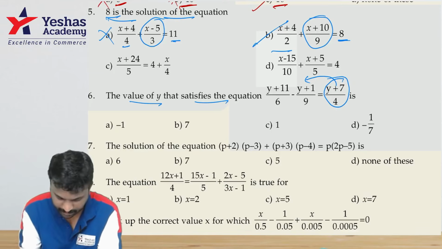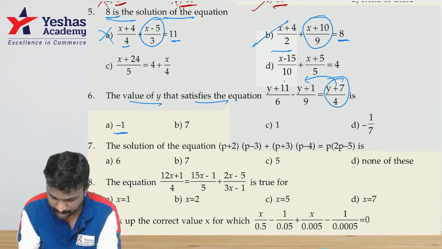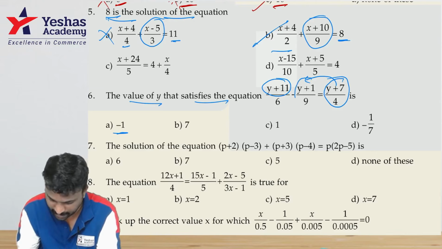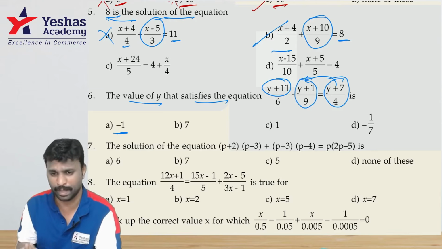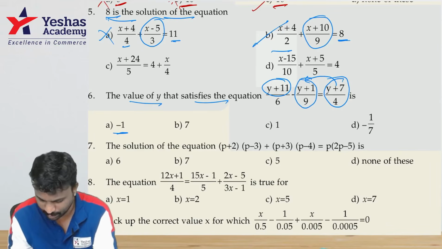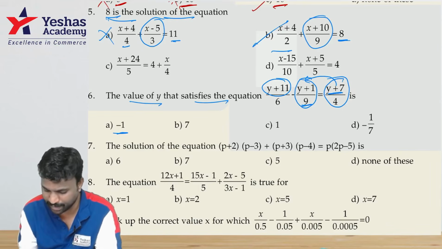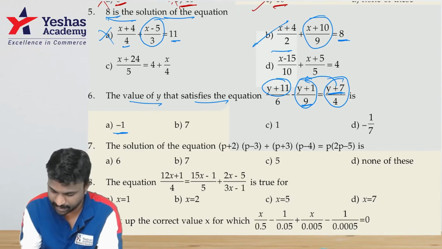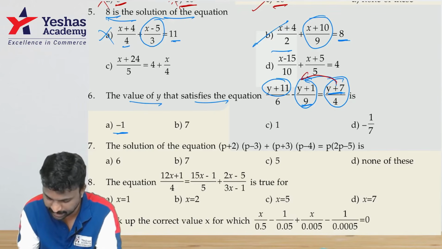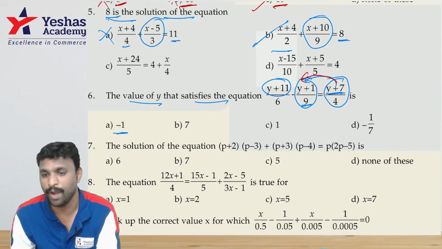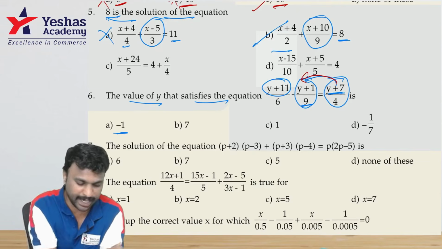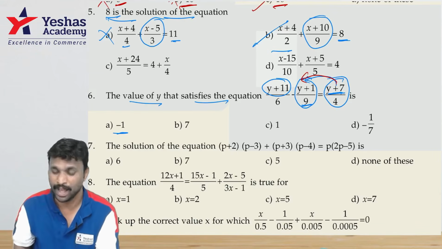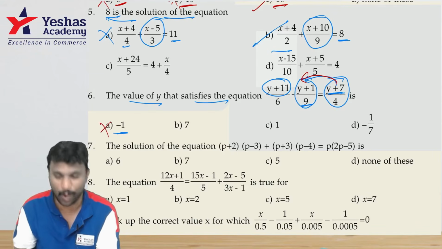Guys, if I hit y value as minus 1, 11 minus 1 is 10. 10 divided by 6. Now y value is minus 1. Minus 1 plus 1 is 0. So you need not solve this. Next, y value is minus 1. 7 minus 1 is 6. 6 divided by 4. Guys, if I transpose the RHS term to the left hand side, the sign would change. So positive it is, that becomes negative. So that fetches you 0.1666. It should be equal to 0. So it's not option A.